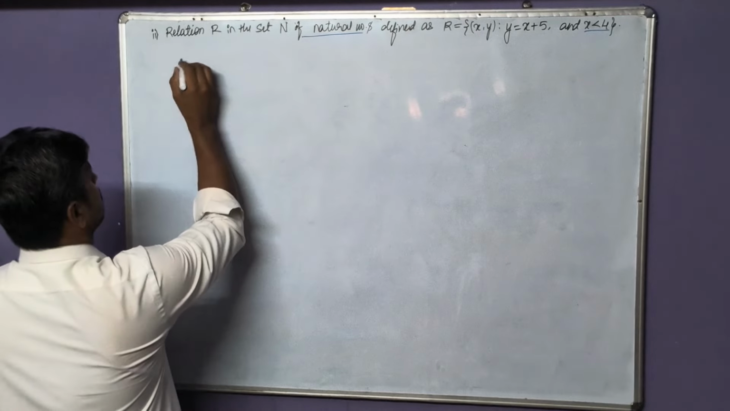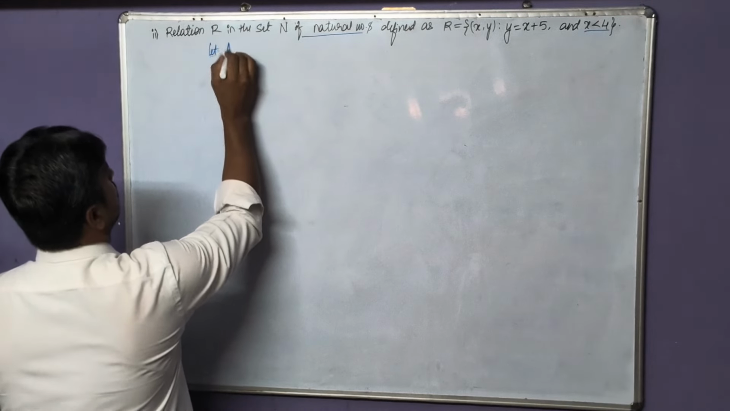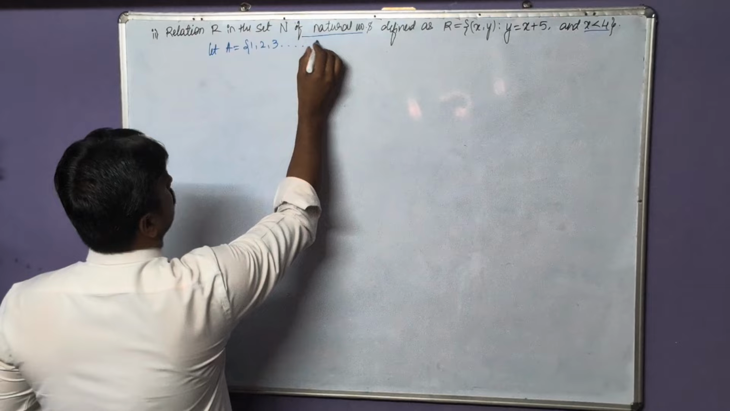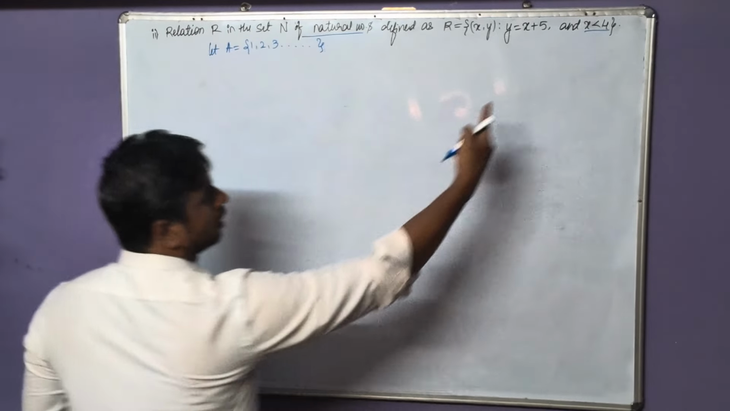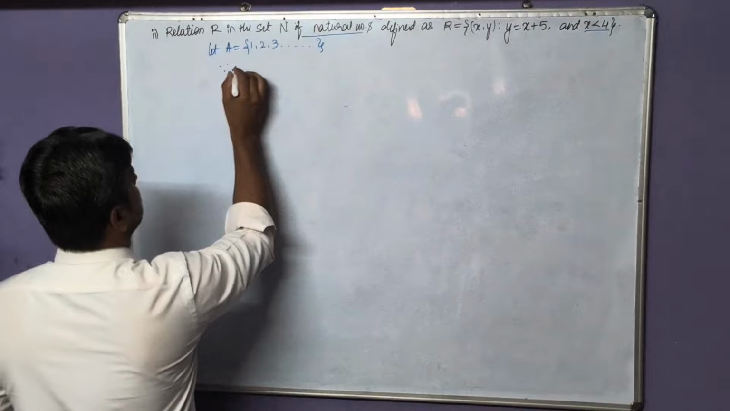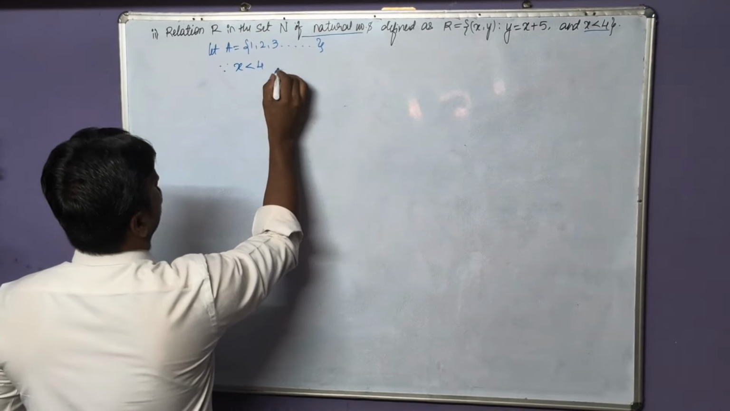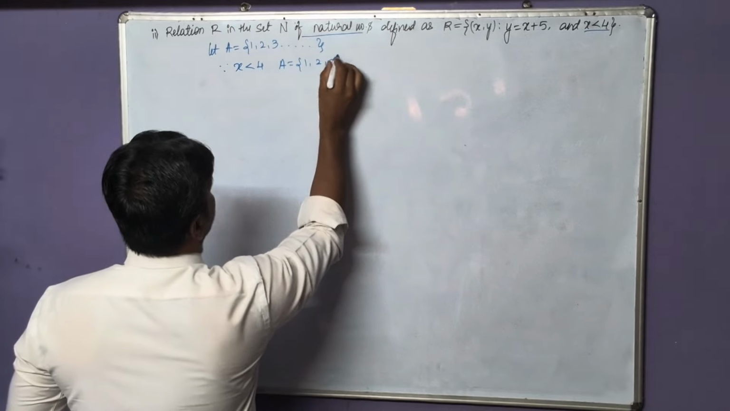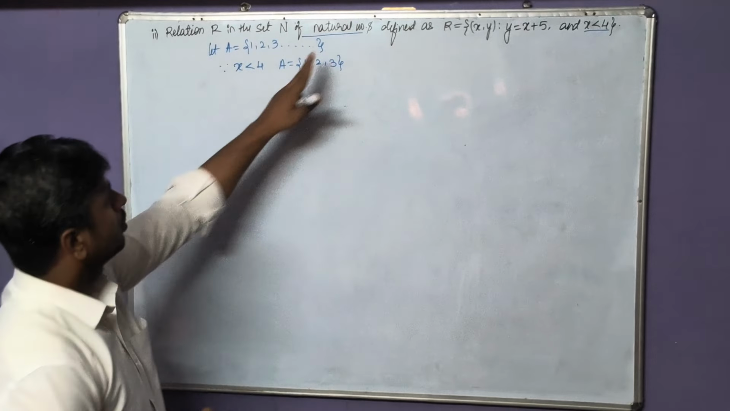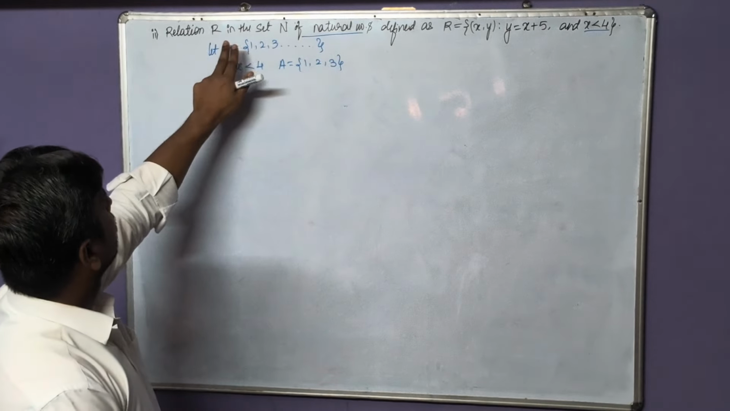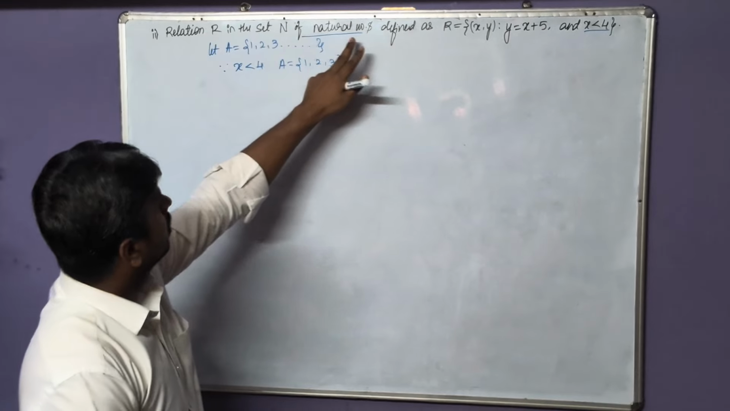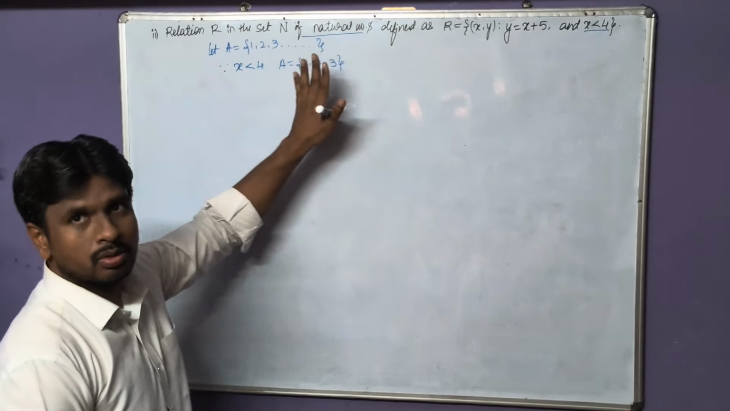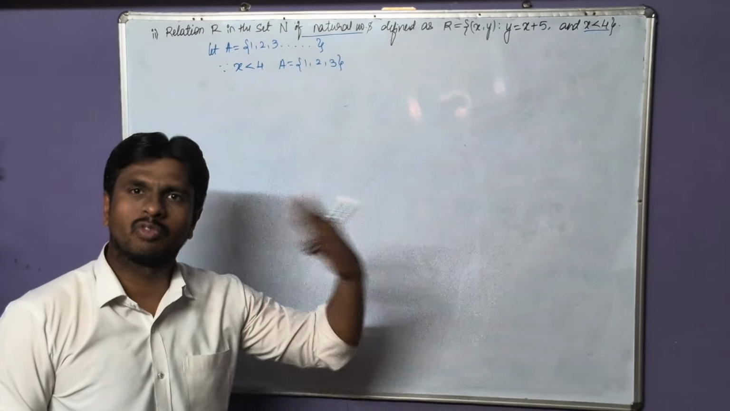So here I will consider set A is equal to the natural numbers. What are natural numbers? 1, 2, 3, 4, 5 and so on up to infinity. But here, since x is lesser than 4, we can consider only the elements of set A as 1, 2, 3. Clear? In the beginning, they had given the set N of natural numbers, so we have to consider set A as natural numbers. We all know natural numbers are from 1 to infinity.